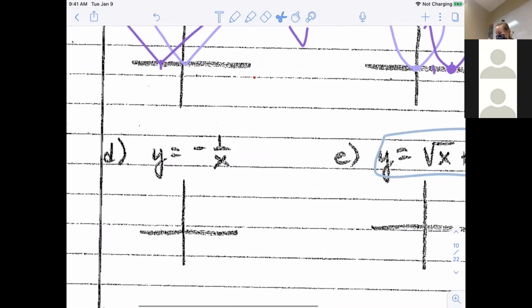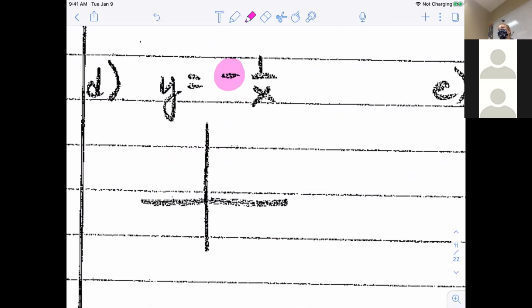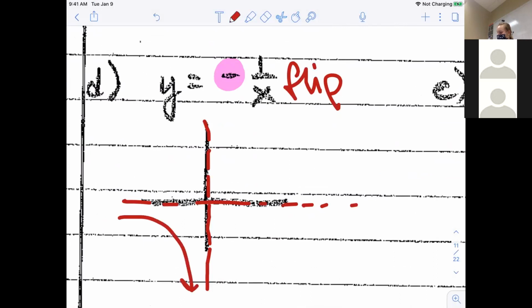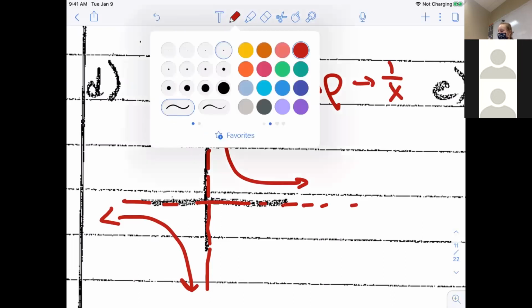The next one, though, has something different. It's got a negative out front. Do you know what a negative does in the front of a graph? It flips it. My normal reciprocal graph has asymptotes here. And my normal reciprocal graph starts low in the third quadrant and then ends high in the first quadrant. So this is a normal 1/x. Its negative is going to be flipped quadrants.